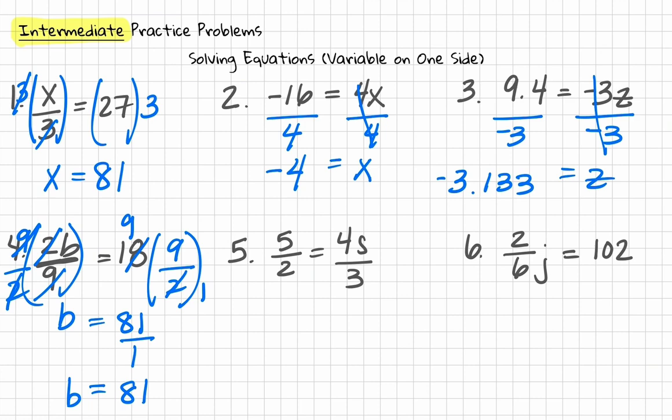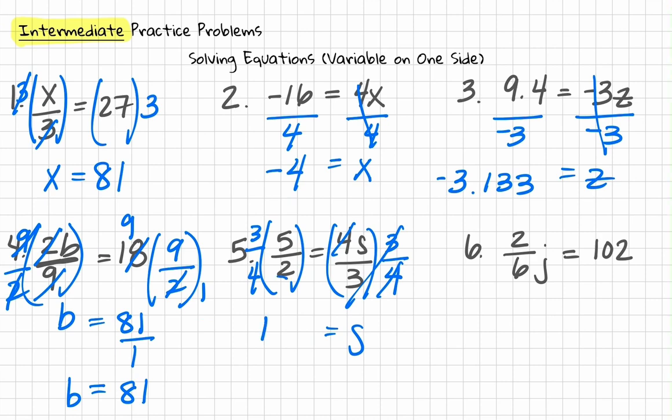Okay, so for the fifth question, something similar. This is 4s over 3. To get rid of the 4 over s, I have to multiply it by 3 over 4, the inverse of that fraction. So this side is going to be 3 over 4 as well. That cancels, and then I have s isolated, and then I have to do the math on this side. None of these have common factors, so I just multiply across at the top, multiply across at the bottom. 3 times 5 is 15, and 4 times 2 is 8. And I'm going to leave it at that.